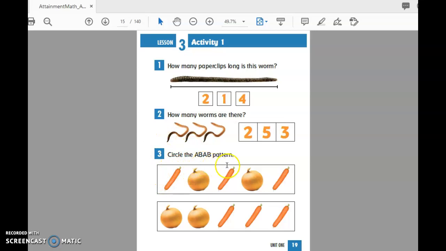Circle the ABA pattern. Remember, ABA pattern, you have 1, and then 1 that's different, and then 1 that's the same as the first, and then another one. So let's look at this one. It says A, B, A, B, A. Now let's go to the next one. Does this one sound like an ABA pattern? A, B, B, B. Circle your best answer. Good job.